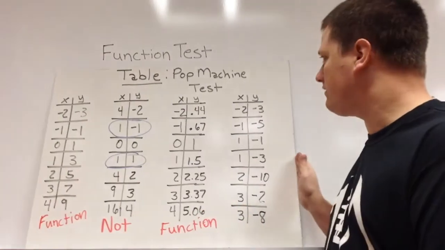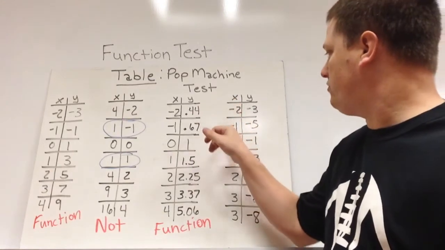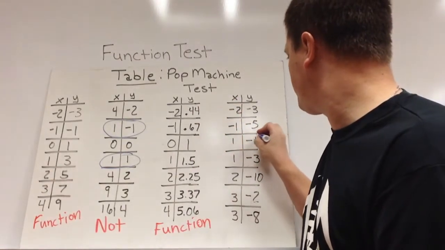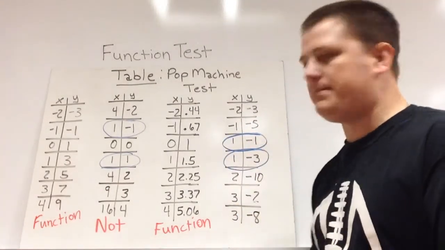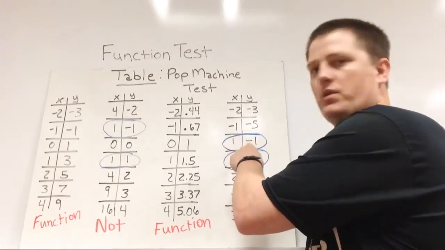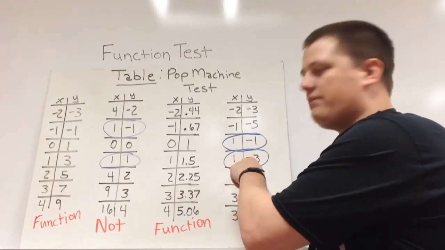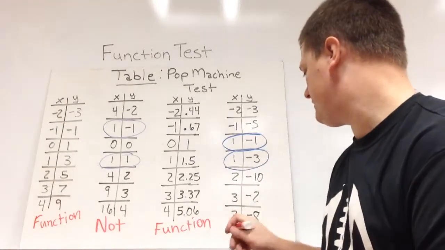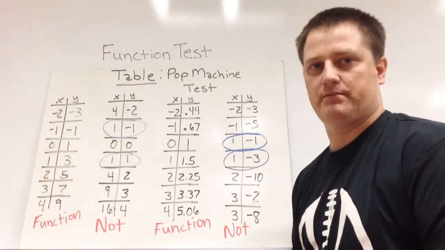Okay, let's look at our last table here. So -1, -2, 1, 1. We repeated a button, 1 and 1. When we hit 1 the first time, we get -1. When we hit 1 the second time, we get -3. So we got 2 different pops from the same button. That's not a function.